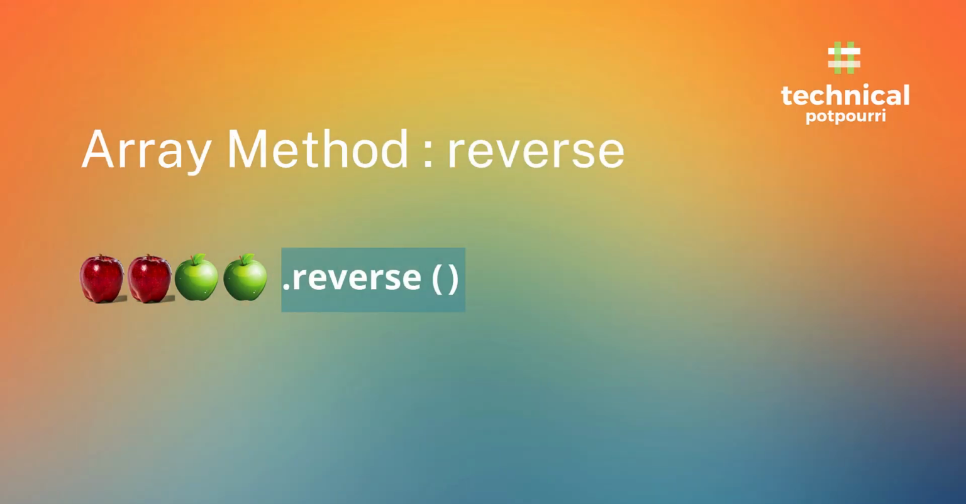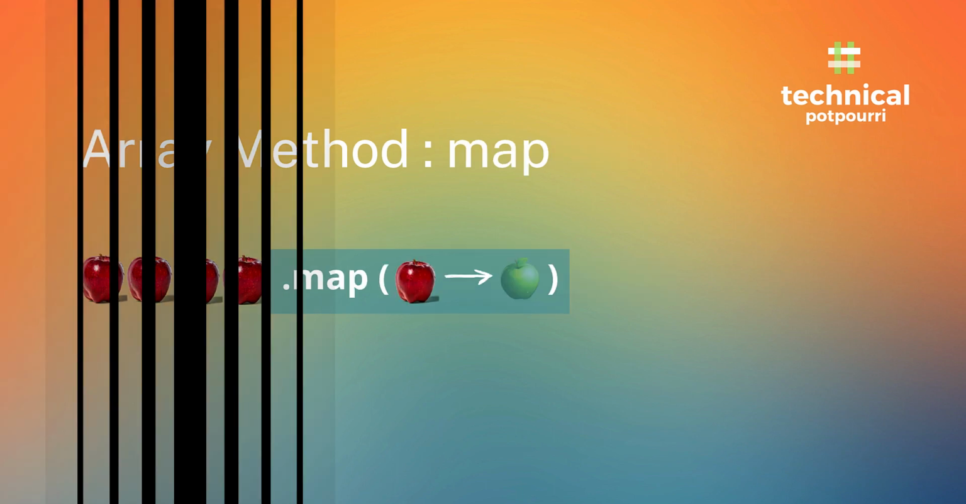Let's talk about the reverse. As the name specifies, the reverse will basically reverse the array. So I'll get the green apples first, followed by the red apples.